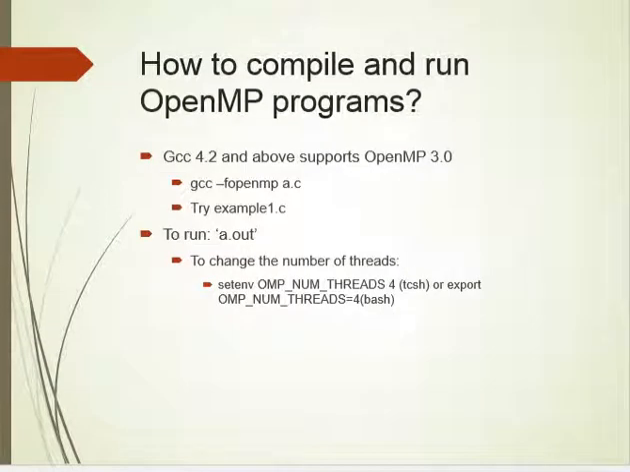Now, the next question is how to compile and run OpenMP programs. GCC 4.2 and above supports OpenMP 3.0. Here we are using the command gcc -fopenmp a.c. To run, we use a.out. To change the number of threads, we use the function omp_set_num_threads(4) or export OMP_NUM_THREADS=4.